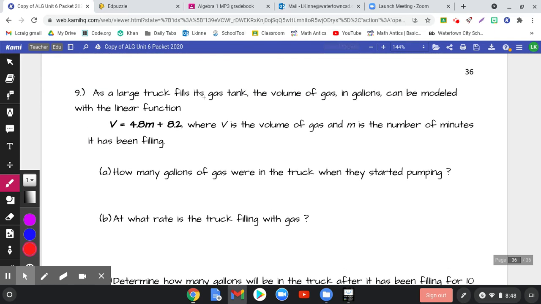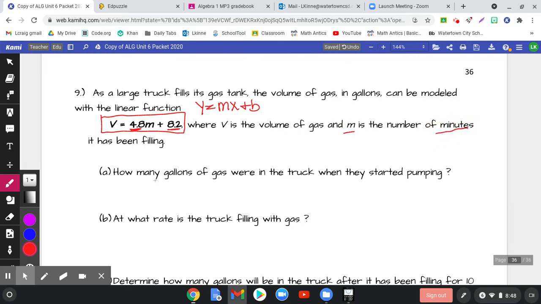A large truck fills its gas tank. As a large truck fills its gas tank, the volume of the gas in gallons can be modeled with a linear function. So here's our equation. And notice it's very similar to y equals mx plus b. All right, here's your slope. Here's your y-intercept. It says v is the volume of gas, and m, which is where your x would be, is the number of minutes.